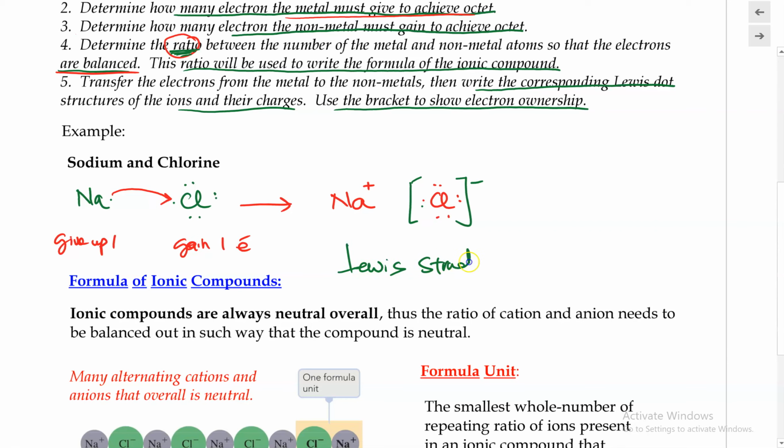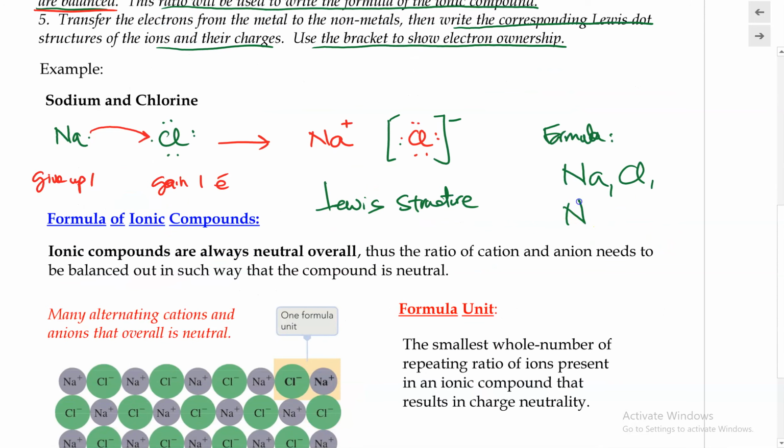So whenever we ask students to draw the Lewis structure of an ionic compound, this is what we are looking for. And we should also be able to write the formula of this ionic compound as well. The formula shows the ratio between the cation and the anion that would produce a neutral substance. Because sodium is +1 and chlorine is -1, in a 1-to-1 ratio is how they are neutral. So therefore the formula would be Na1Cl1, or simply NaCl.